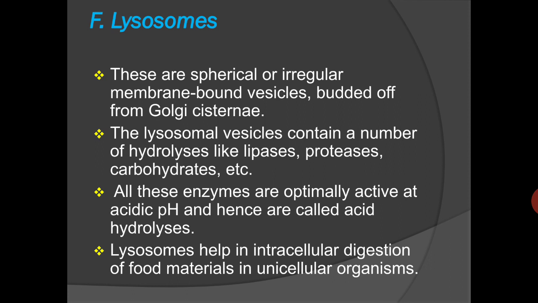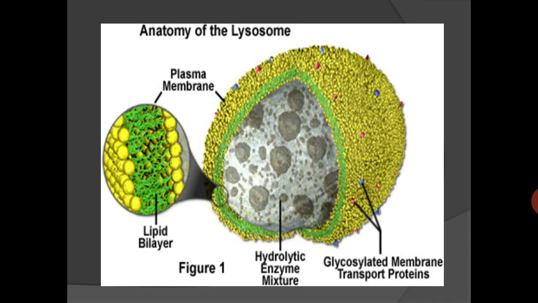These lysosomes help in the intracellular digestion of food material in unicellular living organisms. This is the anatomy of the lysosomes. You can see here inside there is a hydrolytic enzyme mixture filled, and the glycosylated membrane is there for the transportation of the proteins.